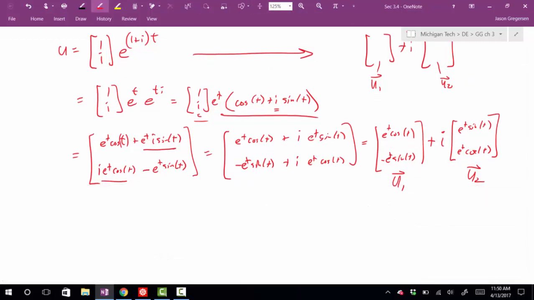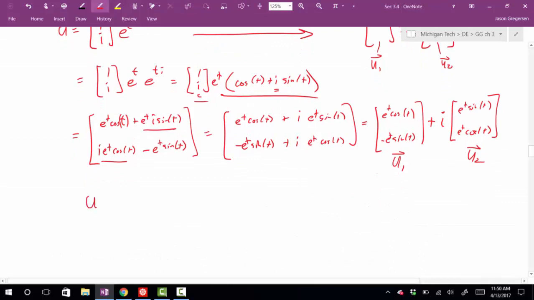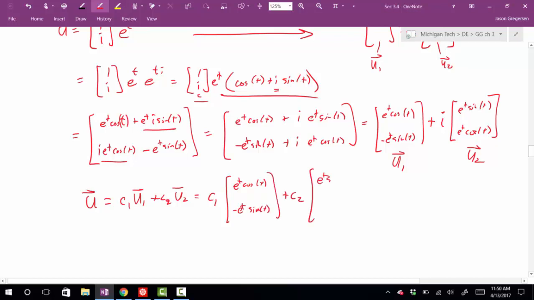All right. So now my final solution. My final solution is just C1 U1 plus C2 U2. It's C1 times this stuff, e to the t cosine of t, negative e to the t sine of t, plus C2 times e to the t sine of t, e to the t cosine of t.